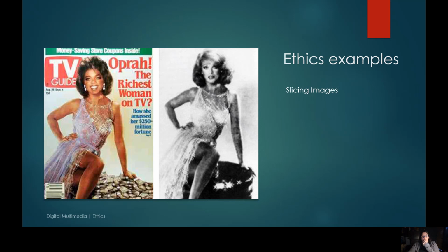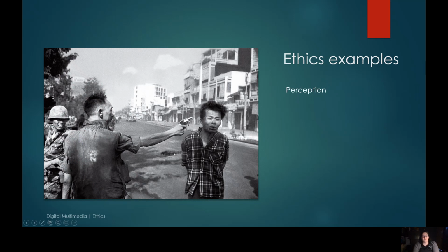Perception. So for this image, the photographer took the photograph. He was a photojournalist, and this was during the Vietnam War. One of the rules with photojournalism is that you should not show a person dying. You can photograph the person before and you can photograph the person after, but in photojournalism, you don't photograph it during dying. So the argument has been out there that there are multiple perceptions of this photograph.